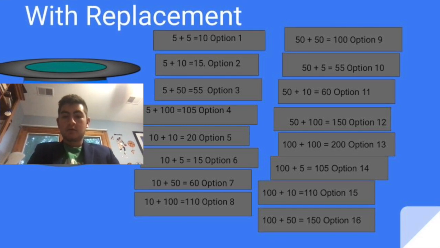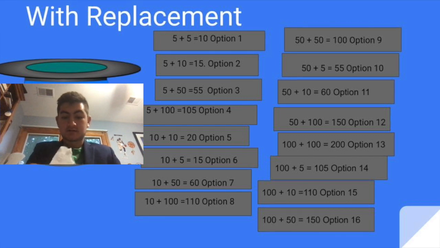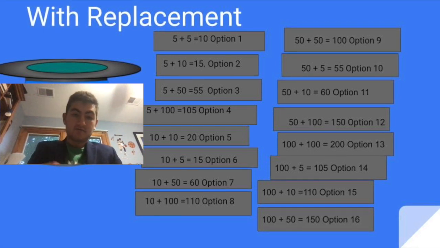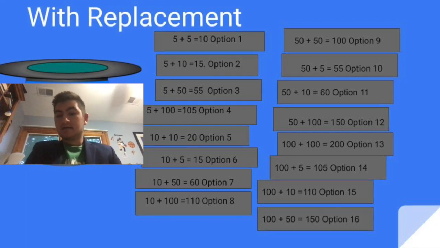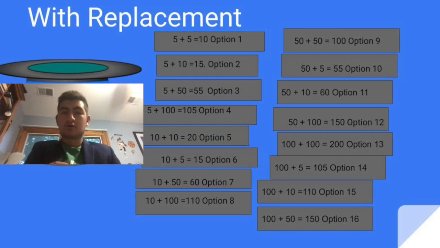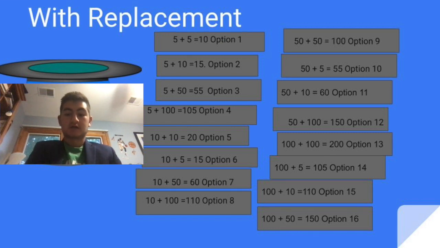But now, what happens when I get 10 first, and then I get 5? Or I first get 5, then I get 10? Those are two different possibilities, but they result in the same sum. So that means they're not unique possibilities, and one of them would have to be crossed off.